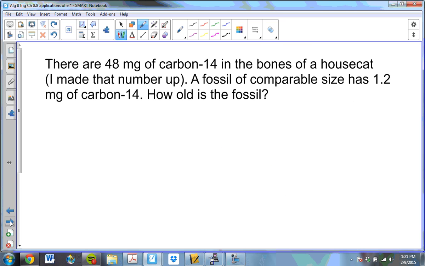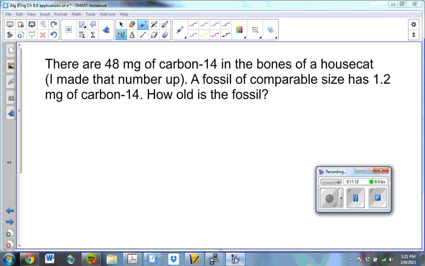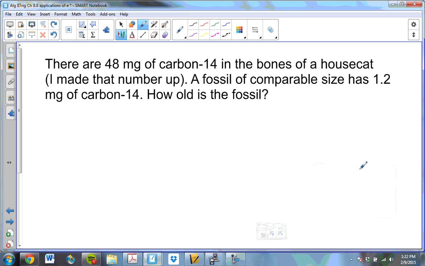So I'll do another longer example. There are 48 milligrams of carbon-14 in the bones of a house cat. That's a number that I made up. A fossil of comparable size has 1.2 milligrams of carbon-14. How old is the fossil? So the idea here is this cat has 48 milligrams right now. So it's starting at 48 milligrams. But then it's decaying. We're using the formula that we had from our last problem.